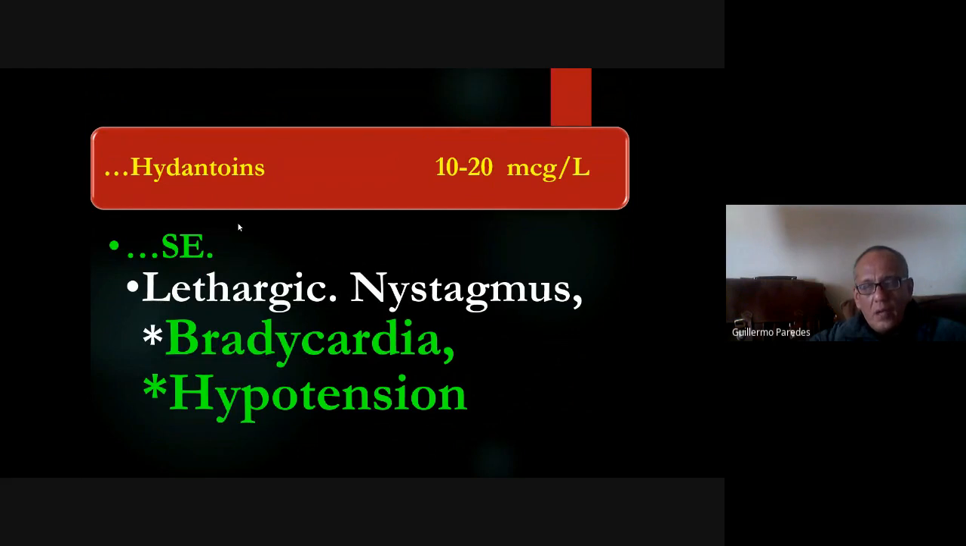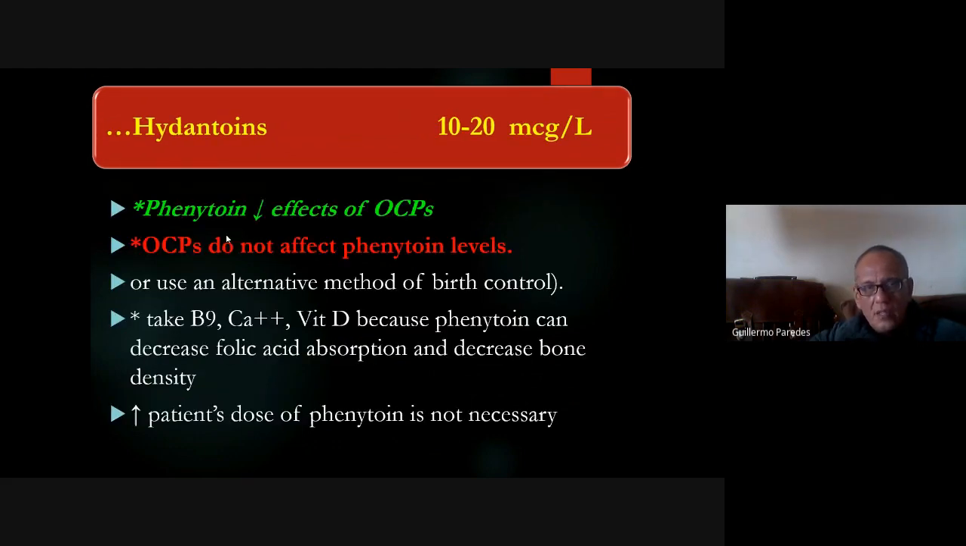Now, we have bradycardia, hypotension, hydantoin. Hypotension, bradycardia, that is expected. Now, another important thing, phenytoin decreases the effect of the OCPs. So you must change the method of contraception. OCPs do not affect the phenytoin levels, but you don't want to have an accidental pregnancy.